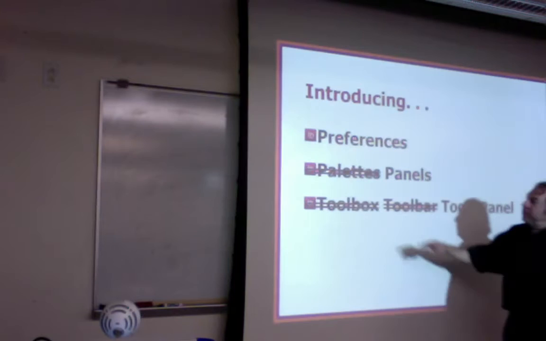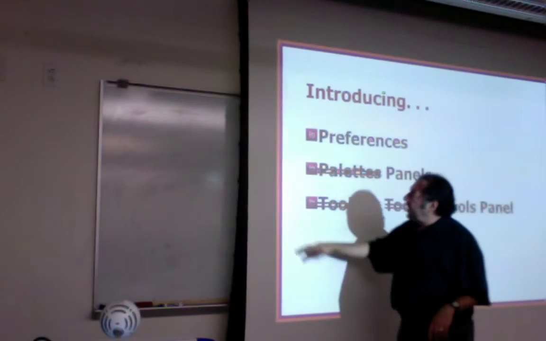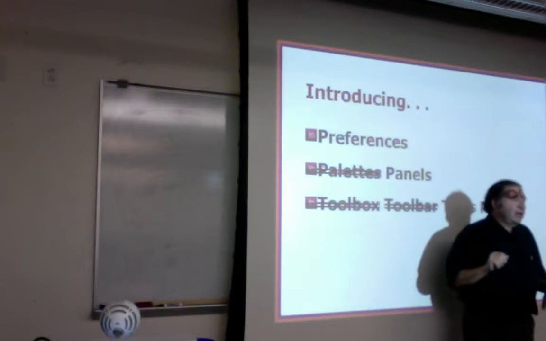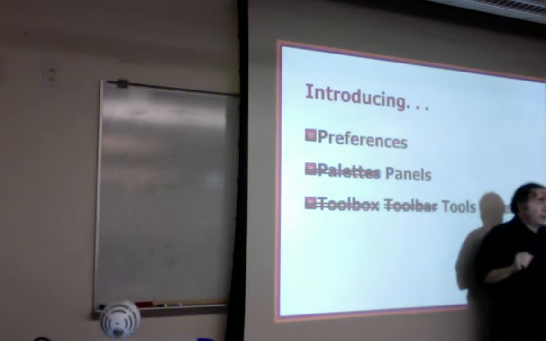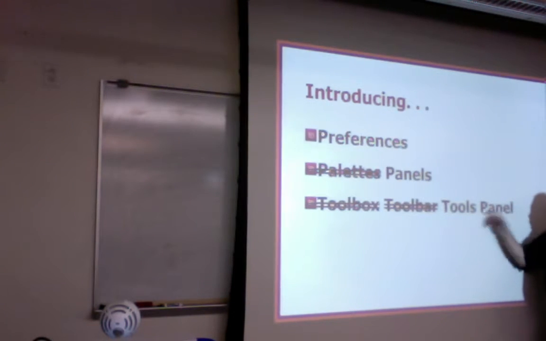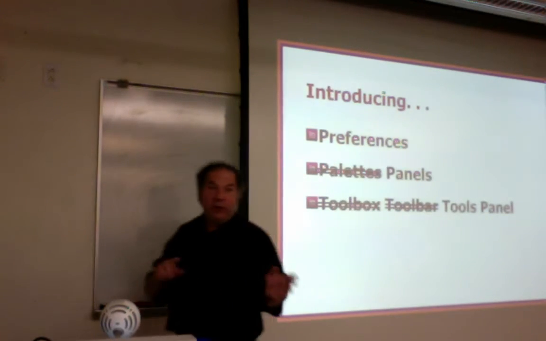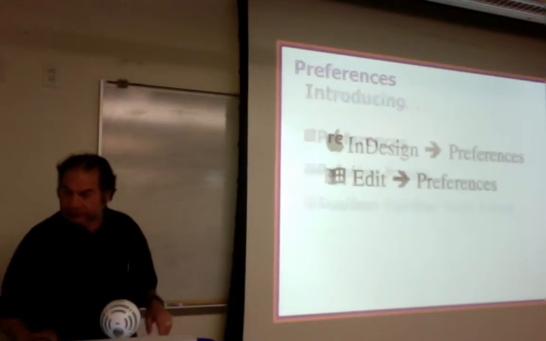There's another strip. Most of the time you'll see it along the left-hand margin. It used to be called the toolbox. And then they didn't like that, so they called it the toolbar. Then they changed the name to the tools panel, and nowadays people just call it tools. But who knows? Just to show you the terminology. So if I use a different term, that's what I'm talking about. All right.